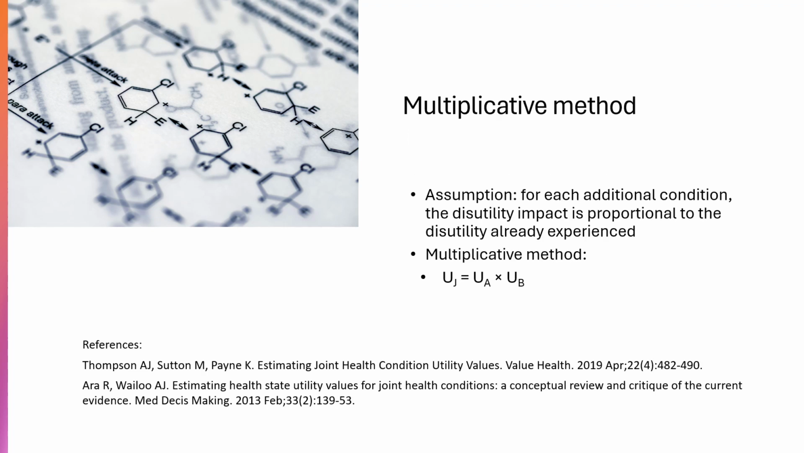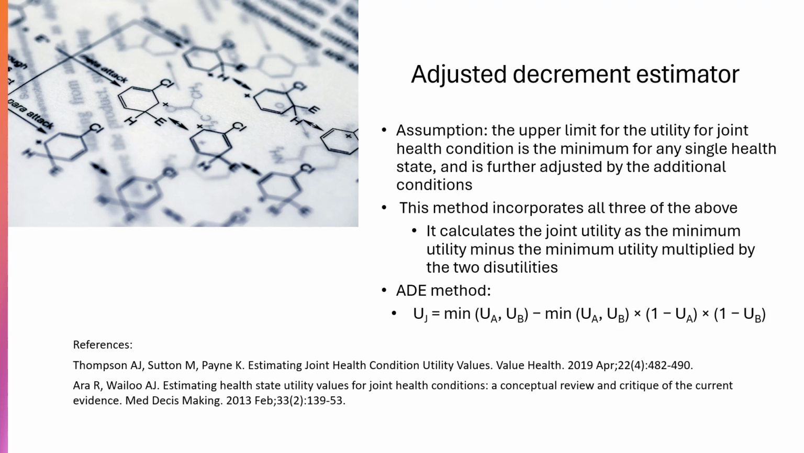The multiplicative method assumes that for each additional condition which a person experiences, the disutility impact is proportional to the disutility already experienced. Therefore, the absolute disutility for each additional condition depends on the conditions experienced.